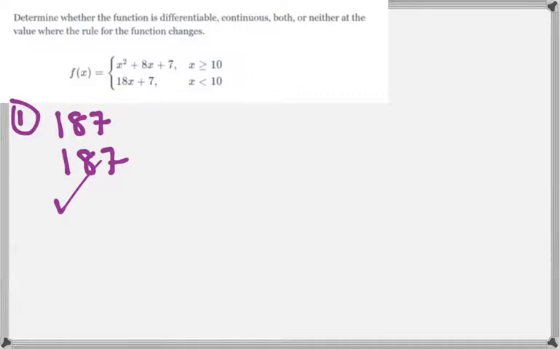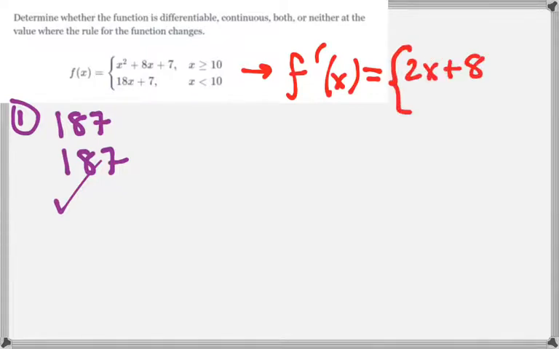I do, however, need to take the derivative carefully because I need to make this a new function, so derive and get f prime of x, and f prime of x will equal the derivative of each piece, which is 2x plus 8 in one instance and 18 in the other instance. And my handoff point is at greater than or equal to 10 and less than 10.